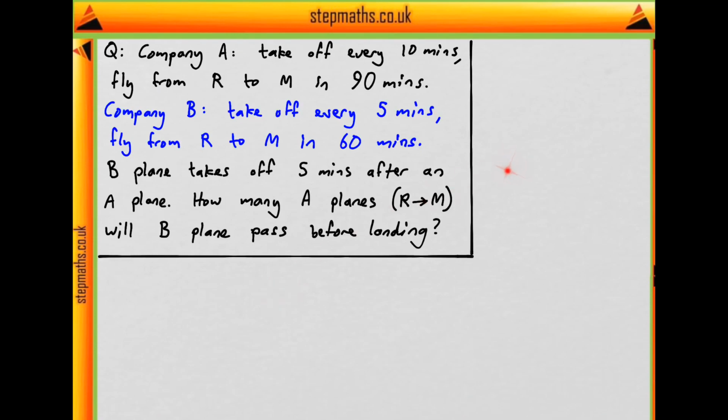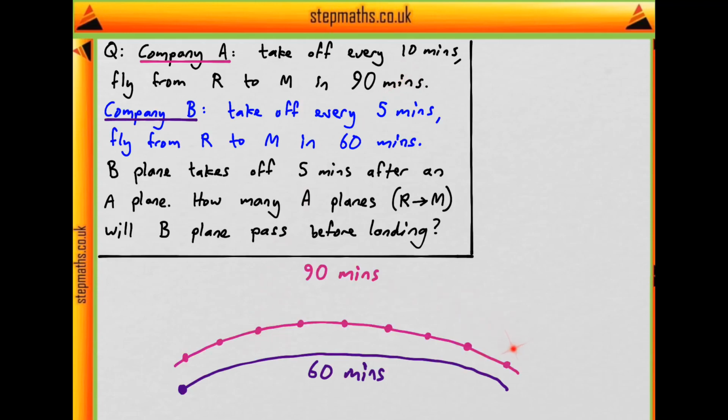So as always, with these sorts of questions, let's draw a sketch. I'll use this color code, so pink for A and purple for B. Now we know this pilot from company B has just taken off, and they will arrive in 60 minutes time at their destination. And so meanwhile, the company A planes are going every 10 minutes in the same journey, but this takes 90 minutes. So here we've got an A plane every 10 minutes, and the most recent one took off 5 minutes after our plane from company B.